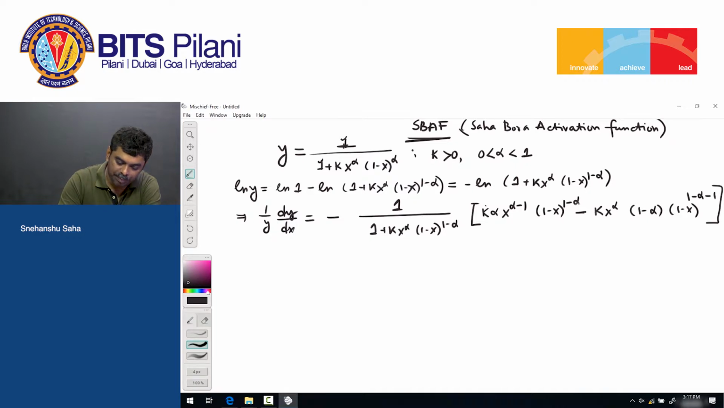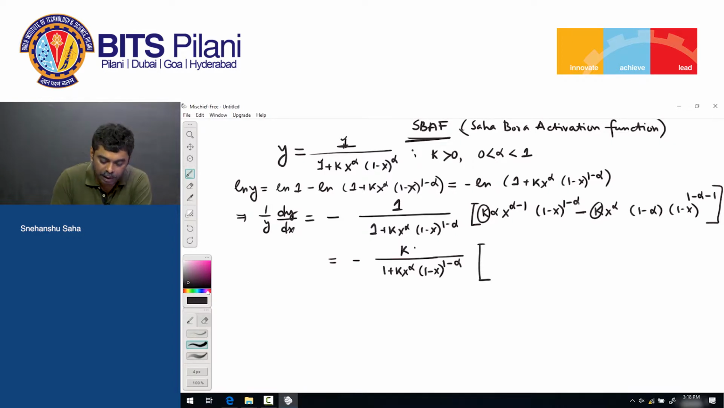All right, I can pick this k and pull that out, and then see whether some additional simplification can be accomplished. So it's minus k over... okay. Now what can we do? Can we pull out x to the power alpha, and 1 minus x to the power 1 minus alpha? I think we can. So we pull out x to the power alpha and we pull out 1 minus x to the power 1 minus alpha.